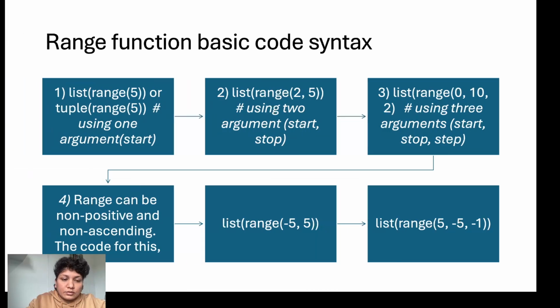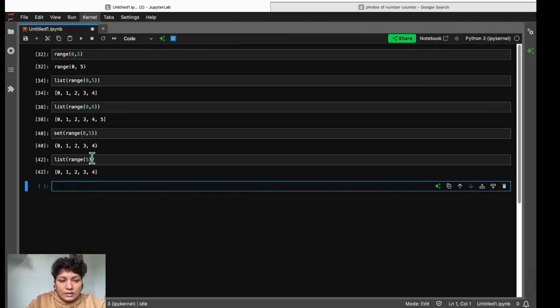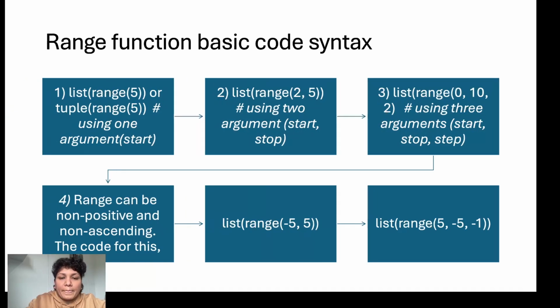So you just remember this: the default step is 1, and the default start is 0. You have to give the finish step. Second is list(range(2, 5)), using two arguments. So here we had given a start and a stop. Figure out the answer yourself, and then do check if you are right or wrong.